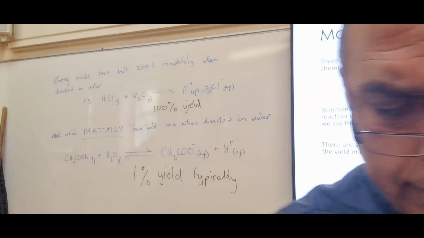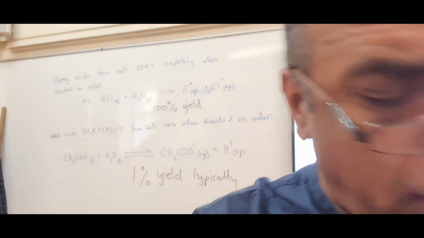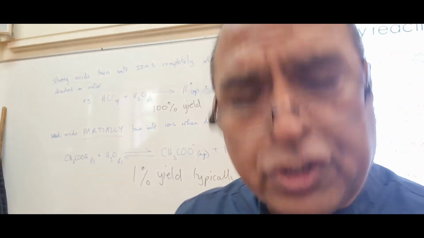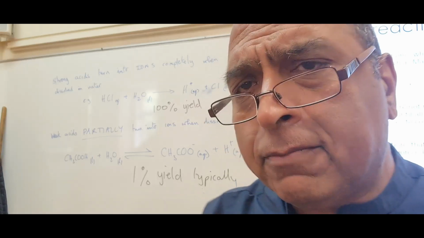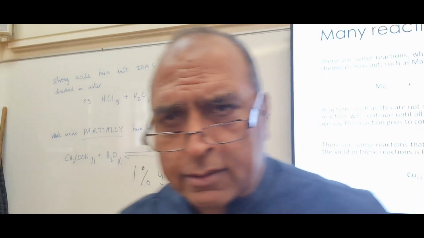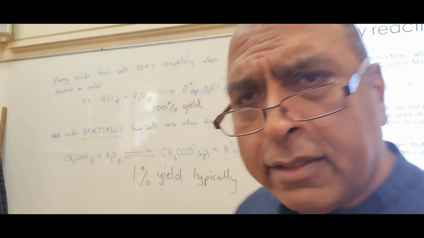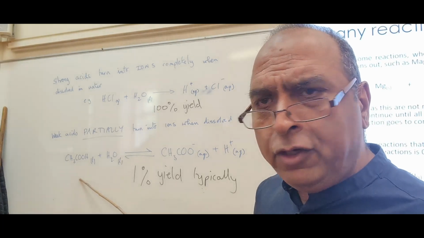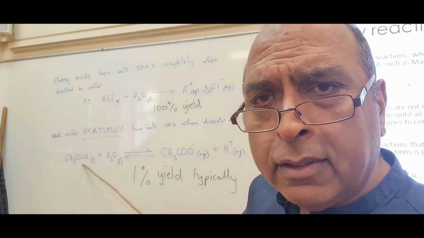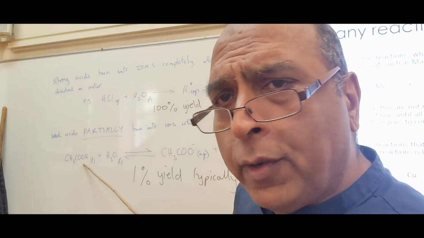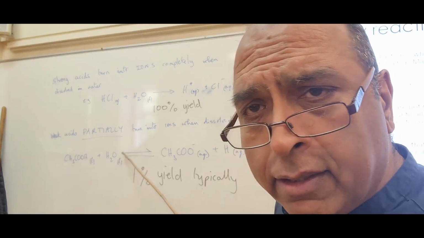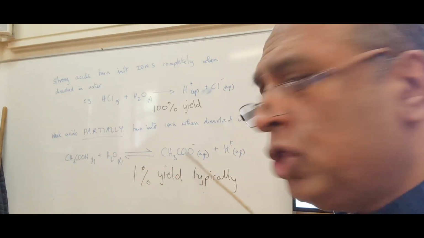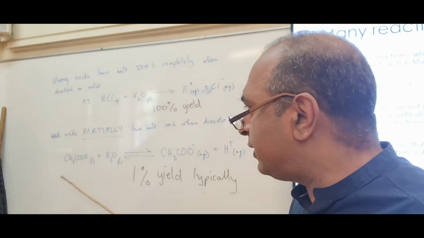Now, yield is a way of expressing how much of the reactants turn into products. If you get the maximum amount possible, then that's 100%. If you get none, that's 0%. Now, 1% means if you start with 100 million ethanoic acid molecules to begin with and throw them into water, 1% of them, 1 million of them, will turn into these ions. 99 million will stay like that.